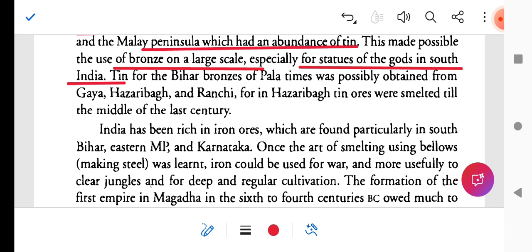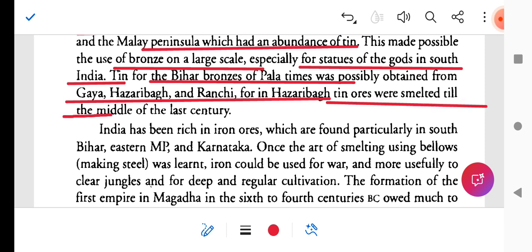Tin for the Bihar bronzes of Pala times was possibly obtained from Gaya, Hazaribagh, and Ranchi. For in Hazaribagh, tin ores were smelted till the middle of the last century. India has been rich in iron ores, which are found particularly in South Bihar, Eastern MP, and Karnataka.